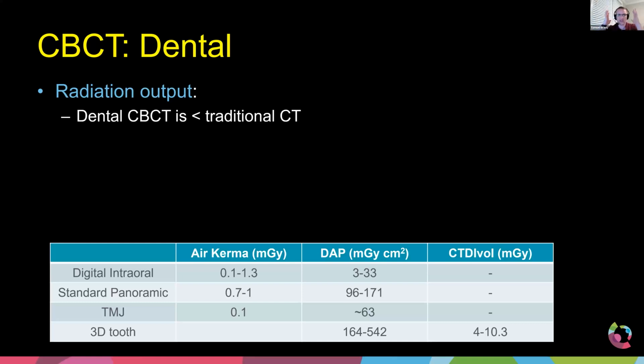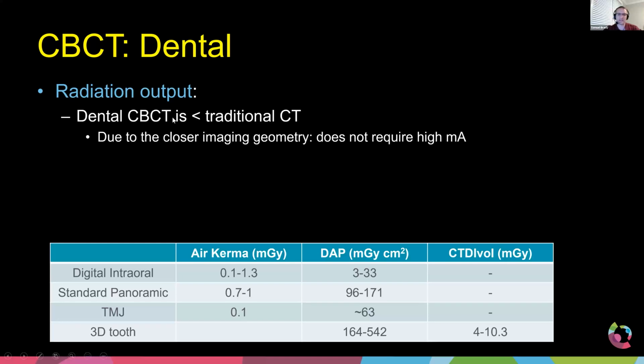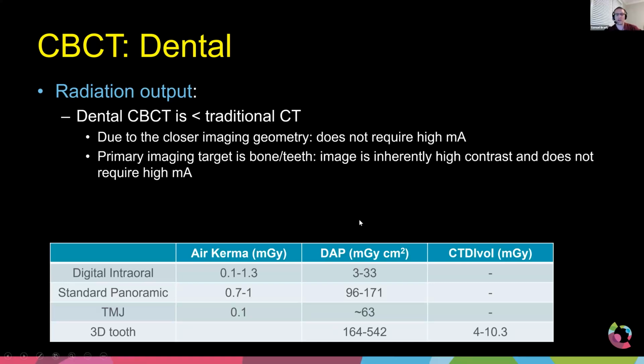Comparing that to the smaller system that quite literally just spins right around the head, because the dental CBCT systems have closer geometry and they're smaller, they don't require as much mA.